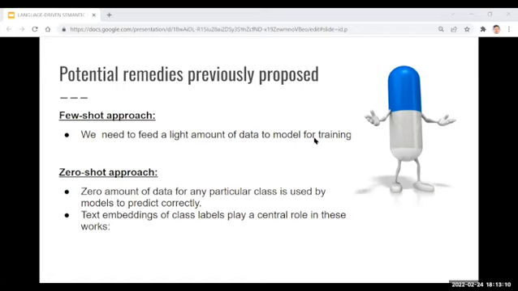So you would not be expecting the model to be trained with a lot of instances of the classes, but only a few. But it still requires labeled data, and it requires the labeled data to have those new classes.